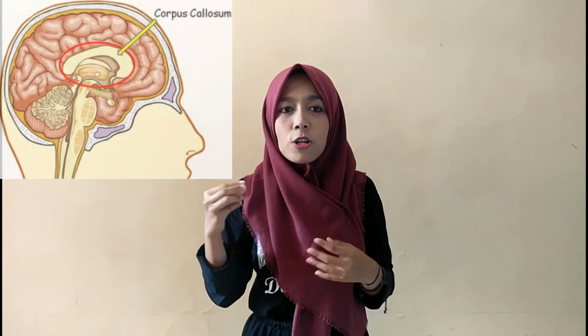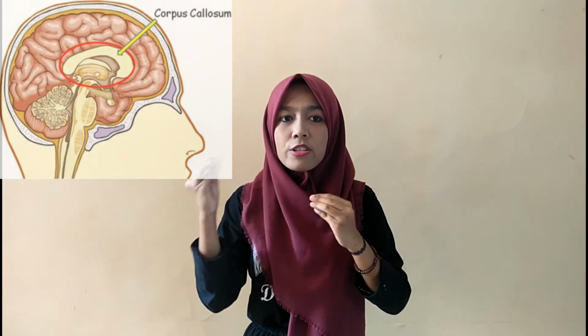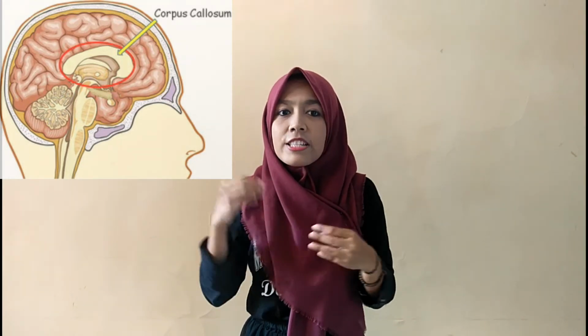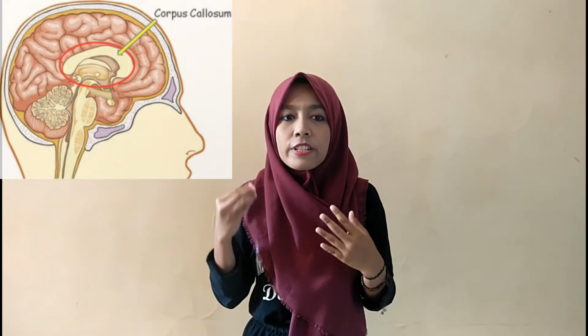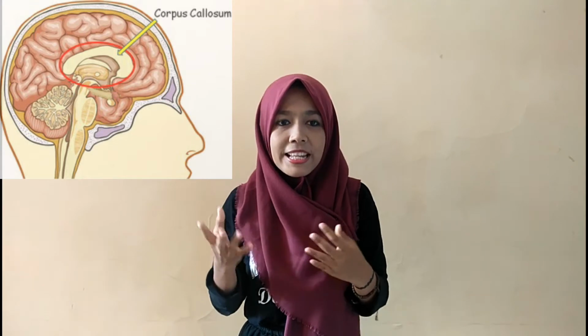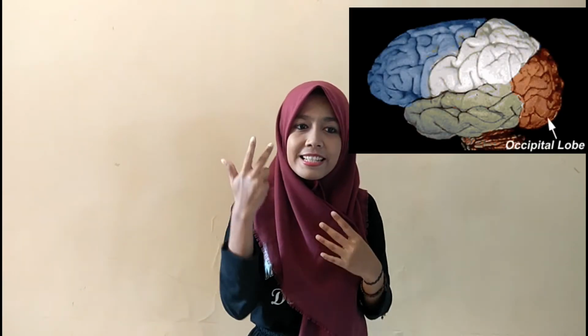And the second is the corpus callosum. The two hemispheres communicate with one another through the corpus callosum. The corpus callosum is a wide, thick bundle of neural fibers beneath the cortex that connects the left and right cerebral hemispheres and facilitates interhemispheric communication. And the brain is separated into four lobes. The first is the frontal, the second is temporal, the third is occipital, and the last is parietal lobe.